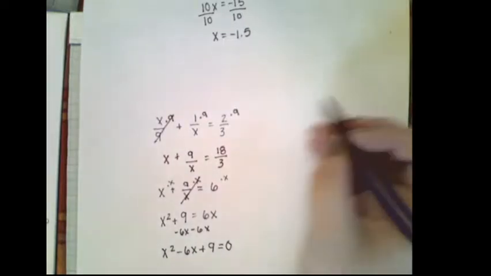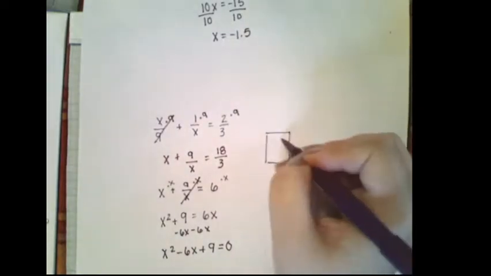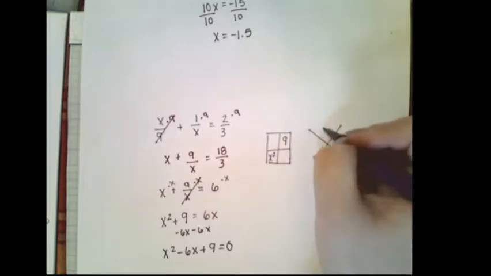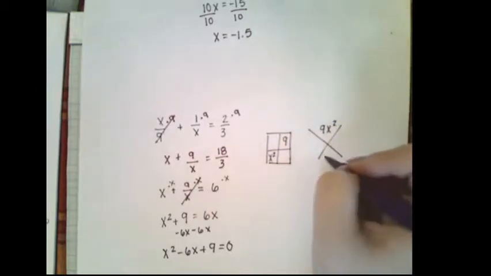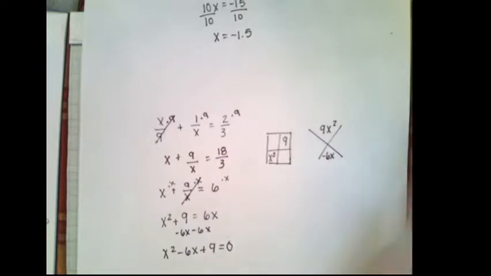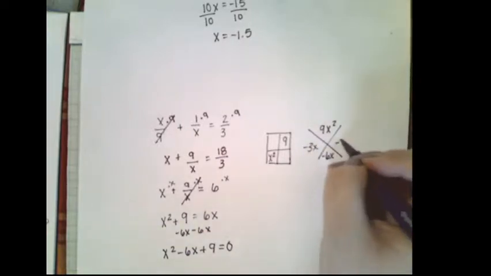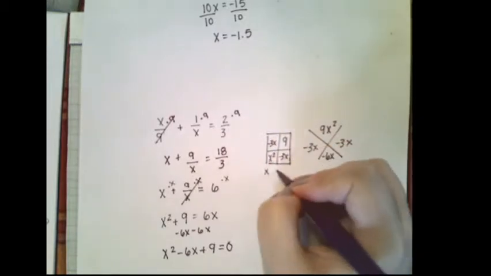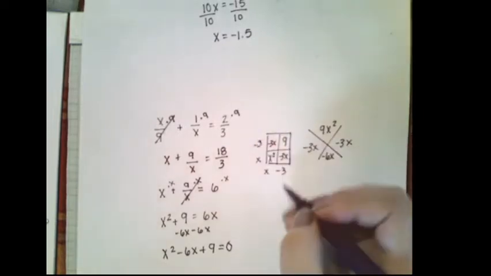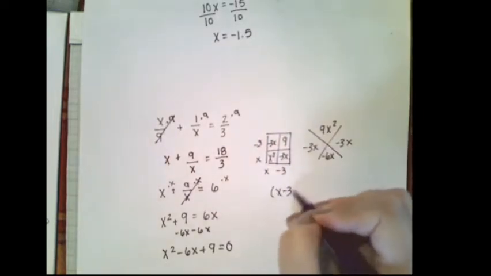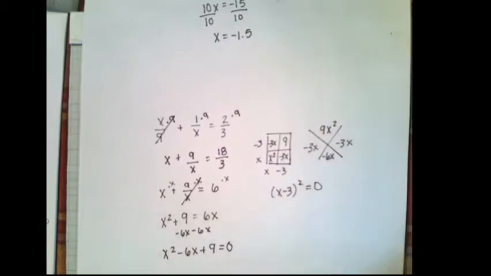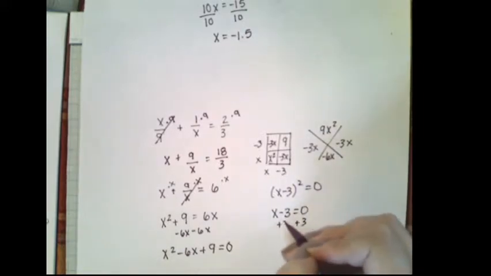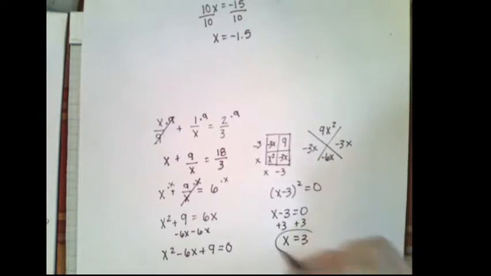I'm going to use our zero product property with my diamond rectangle. Plug in our x squared and our constant. So what multiplies to be 9x squared but adds to be negative 6x? Well, how about a negative 3x and a negative 3x? So I have x minus 3, x minus 3. Write it as our product. And since they're the same, we can just square it. So we set our product equal to 0. There's our x.